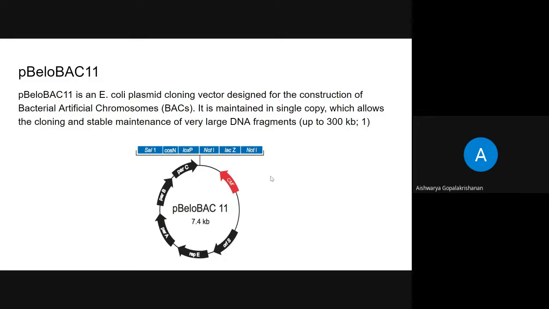As you can see in this diagram, we have the pBeloBAC cloning vector, which has a specific origin of replication. This has a specific function: it ensures active partitioning such that each daughter cell gets a copy of the plasmid. It also has a replication initiation factor that mediates the assembly of the replication complex.